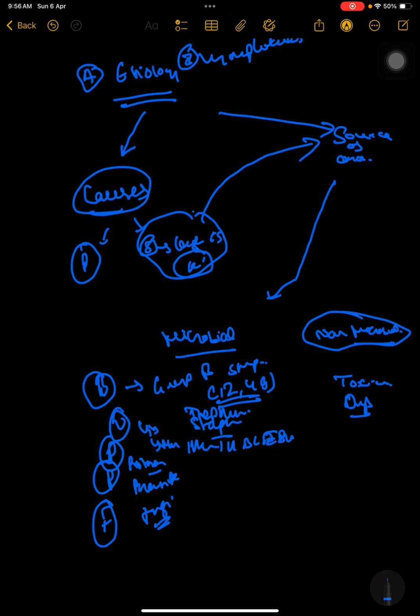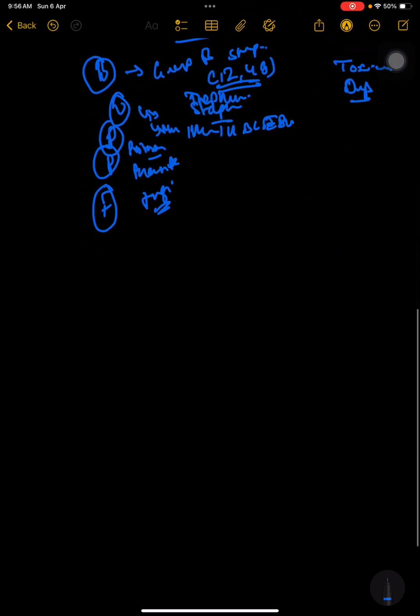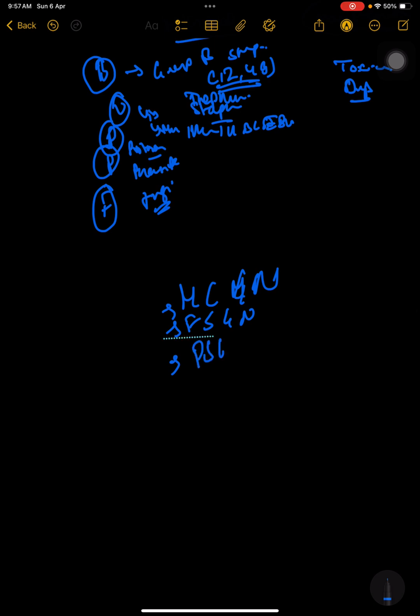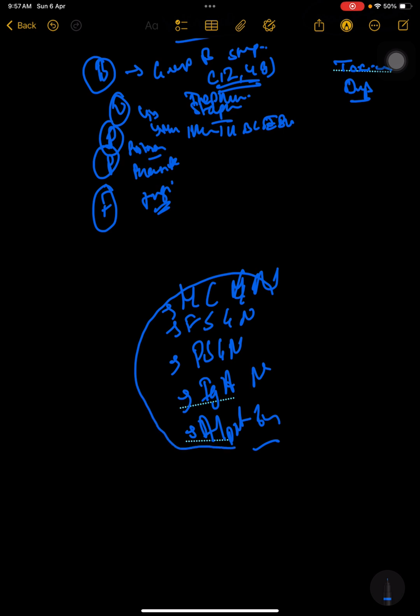Histological classification can be divided into minimal change glomerulonephritis, focal segmental glomerulonephritis, post-streptococcal glomerulonephritis, IgA nephropathy, and Alport syndrome. These all fall under hereditary nephritis. This all falls under nephritic syndrome.